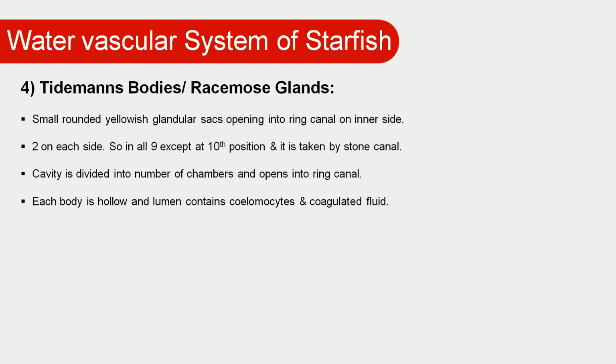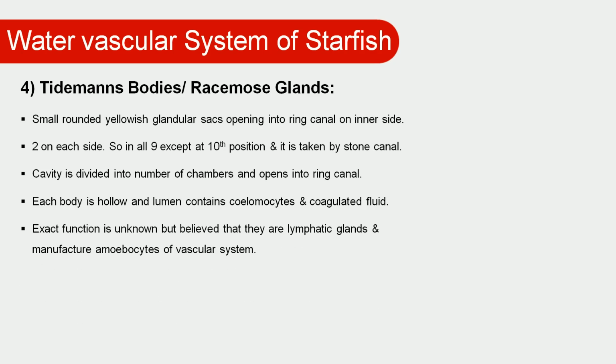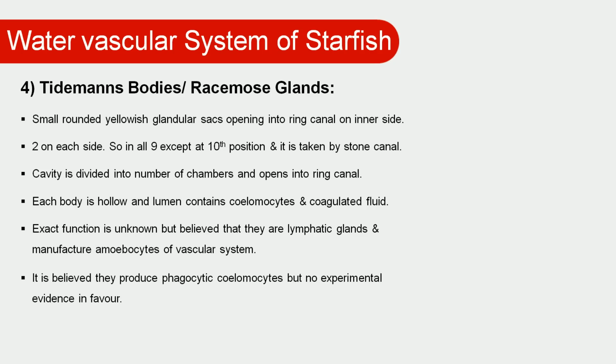Each Tiedemann body, each globular structure, is hollow, and inside the lumen there are pseudomyocytes and coagulated fluid. They synthesize and percolate into the stone canal. Till today, the function of the Tiedemann body may not be known, but it is believed to act as a lymphatic gland and manufacture amoebocytes for the water vascular system. It is also believed to produce a number of phagocytic cells, but there is no experimental evidence till today. The water vascular system develops these phagocytes in the Tiedemann body.